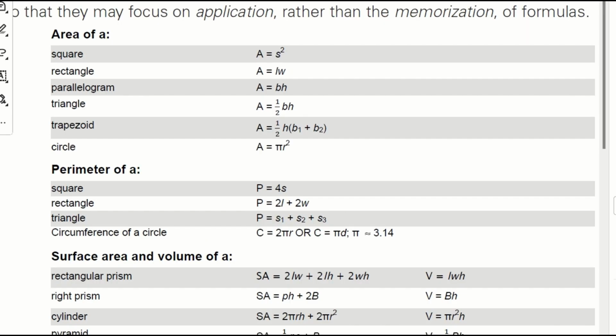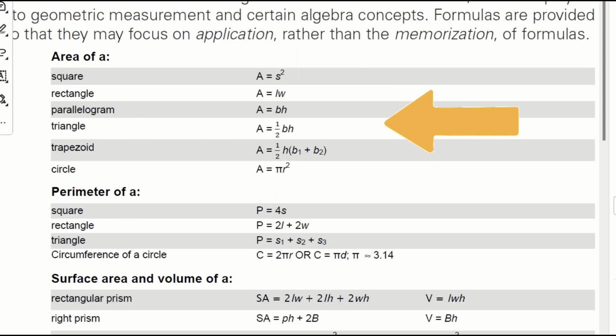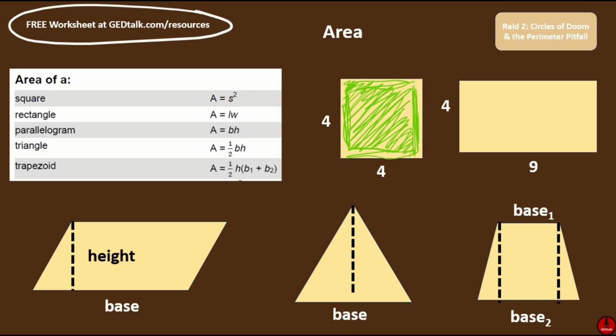So if we go back to our formula sheet that you'll receive when you take the math exam, notice at the top they start with the area of a square, the rectangle, parallelogram, triangle, trapezoid, and then we'll take a look at a circle in a moment as well. And just like the perimeter formulas, you don't need to memorize them, obviously, but you do need to understand what each part of that formula is standing for. So for the square, we see area equals s squared. Well, what do you think s stands for?